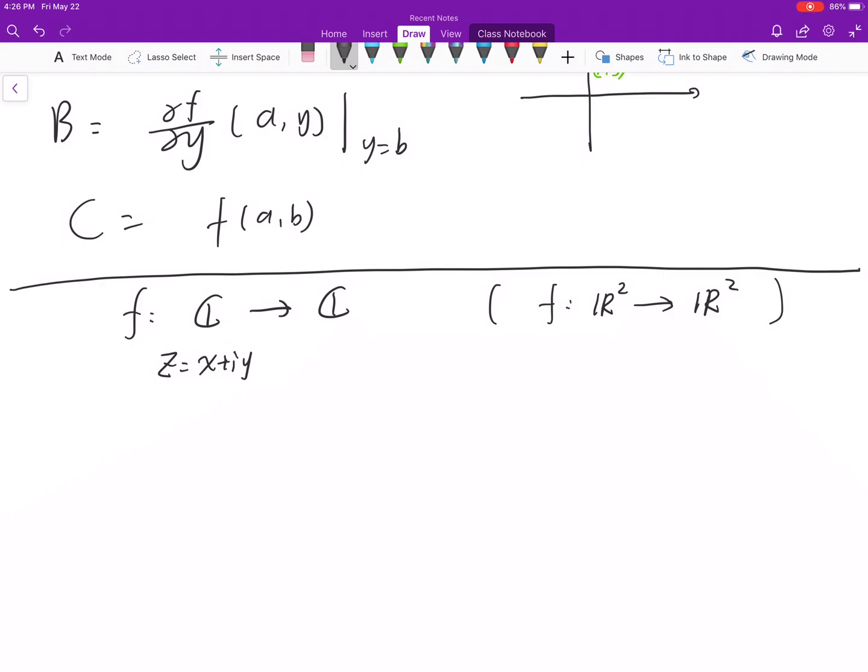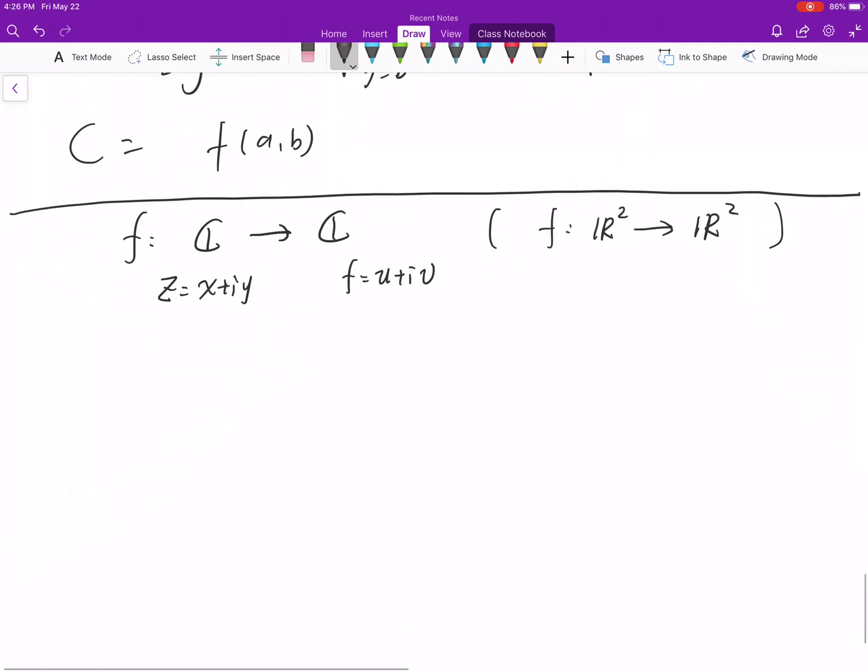So first, we write everything in real numbers. For the variables, you have x plus iy. For the vector valued function f, you write it as the real part u(x, y) plus the imaginary part i v(x, y), where u and v are functions from R^2 to R. So this is the case we just discussed above.